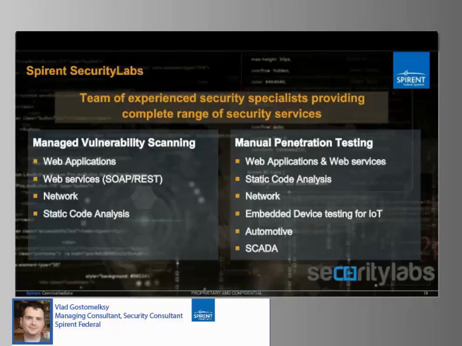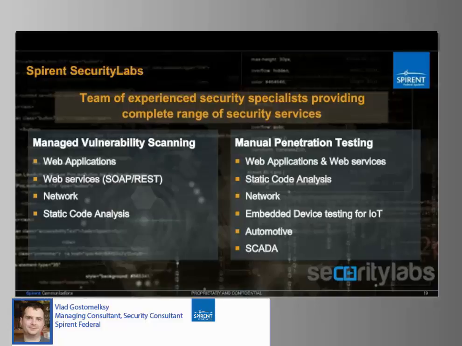A lot of companies talk about doing security testing, and it's important to break down what it is they mean. A lot of organizations, when they mention security testing, what they mean is automated scanning. Now, that certainly has a place. However, automated scanning and automated testing misses quite a bit.